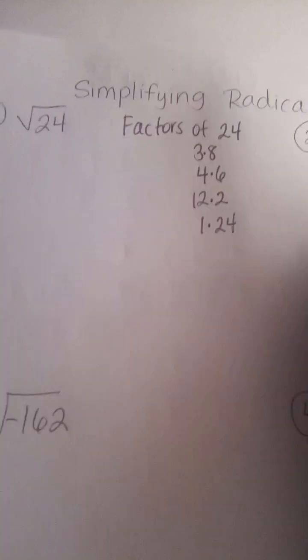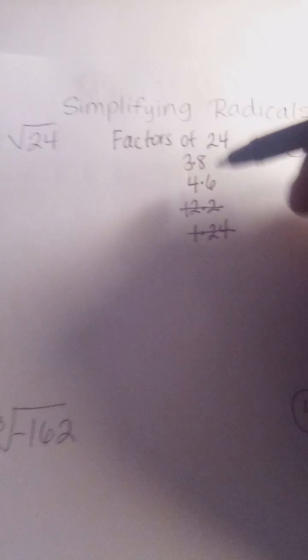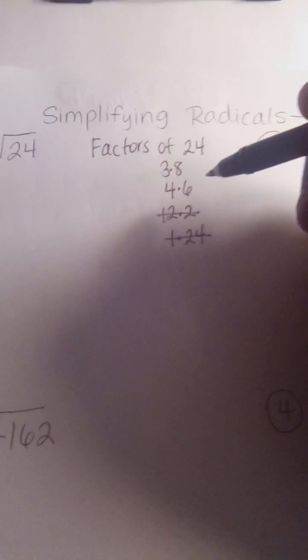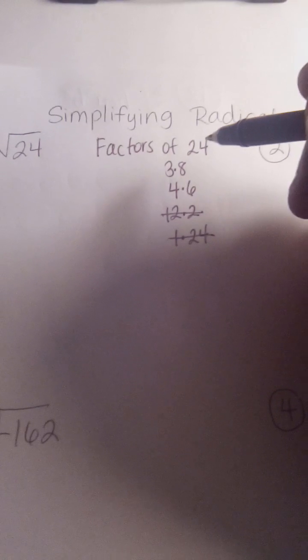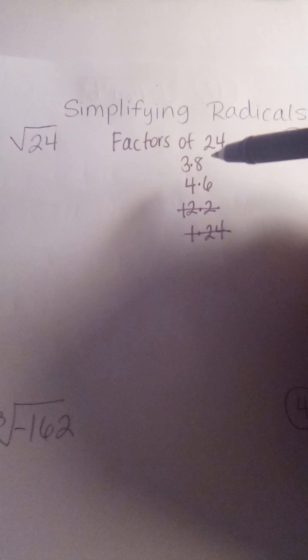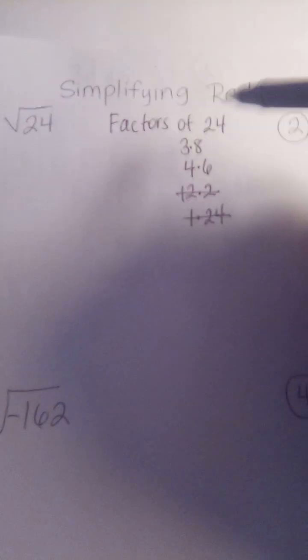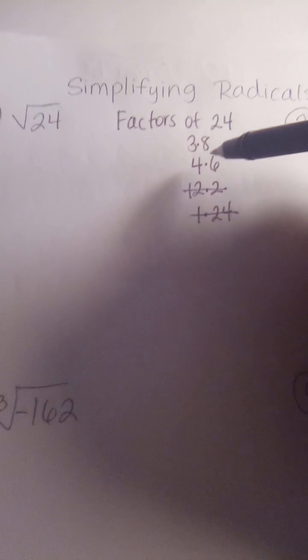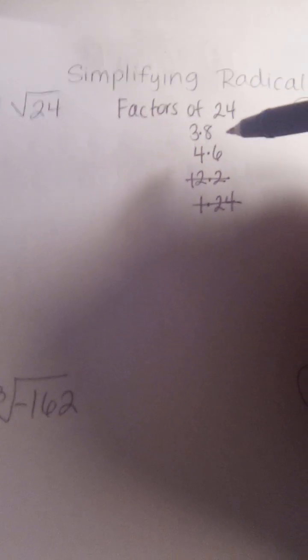However, I could eliminate 1 and 24. 12 and 2 is between 3 and 8 and 4 and 6. However, the answer is the factors we can use is 4 and 6. It's because 3 and 8 will not work, you got to make sure the actual factoring will work. I'm going to show you why. Factors of 24, we have 4 and 6, right?